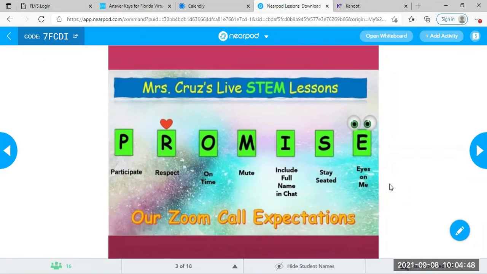What is our promise? Well, early on, we made a promise to each other that during our Zoom calls, we would participate. That means don't just sit there and do nothing. Be respectful. Don't talk over people. Be nice. Be kind. O is for on time. Thank you for that. M means stay muted. I know it's hard, but please do that for me.